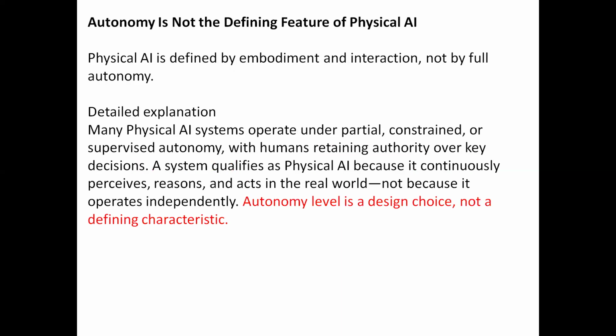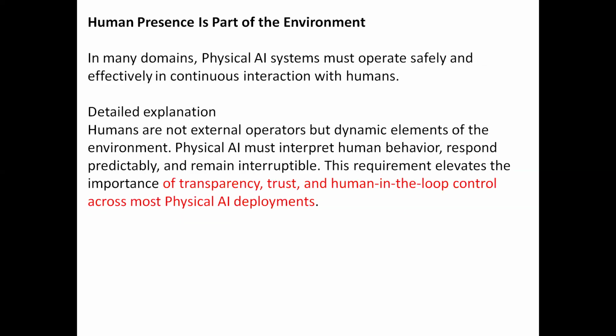Autonomy is not the only factor. In physical AI, the autonomy level is just a design choice, not a defining characteristic. And human presence is part of the environment. In many domains, physical AI systems must operate safely and effectively in continuous interaction with humans. So transparency, trust, and human-in-the-loop control across physical AI deployment are very important.